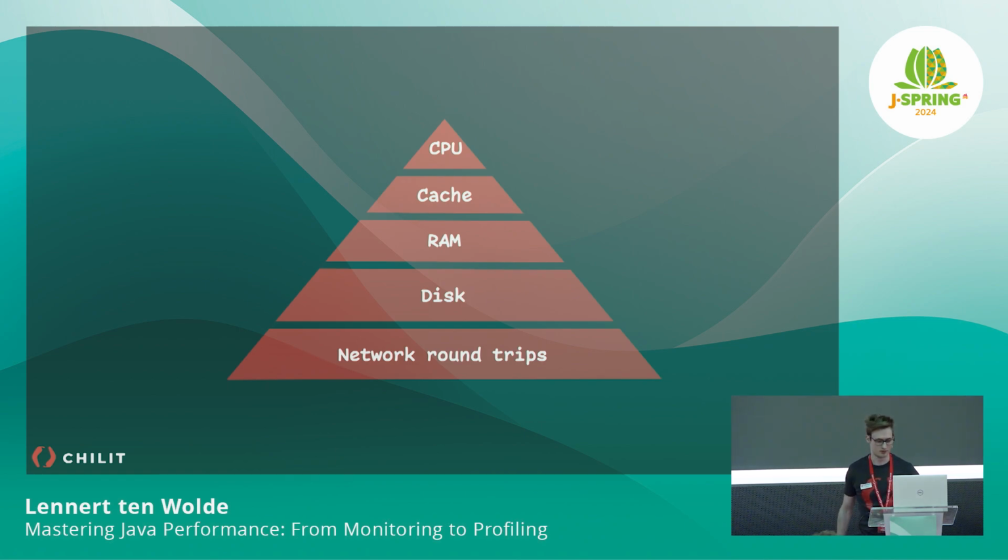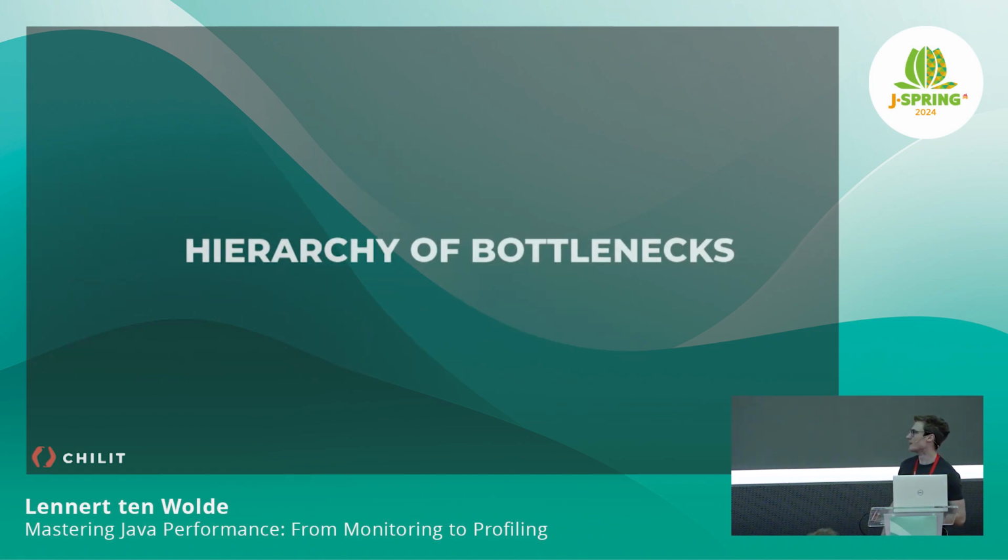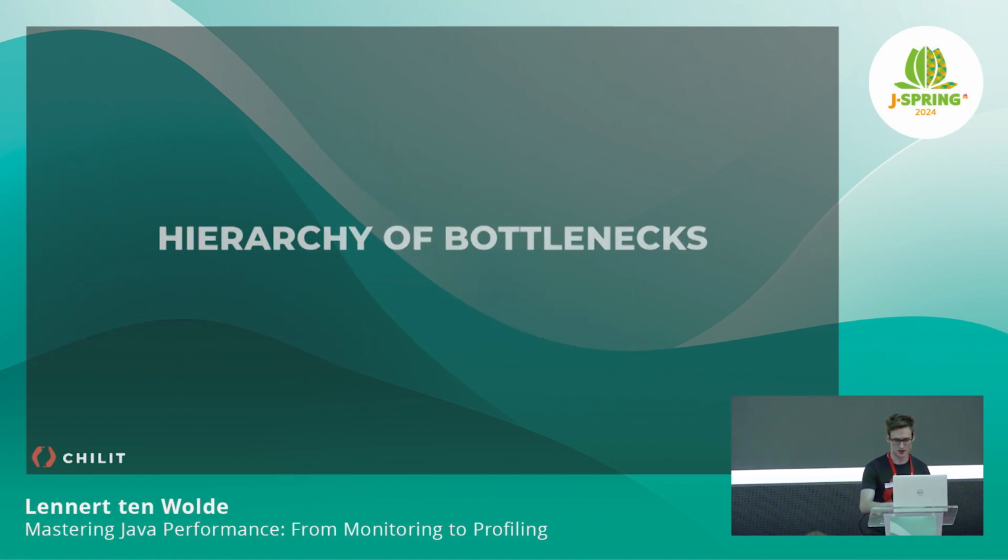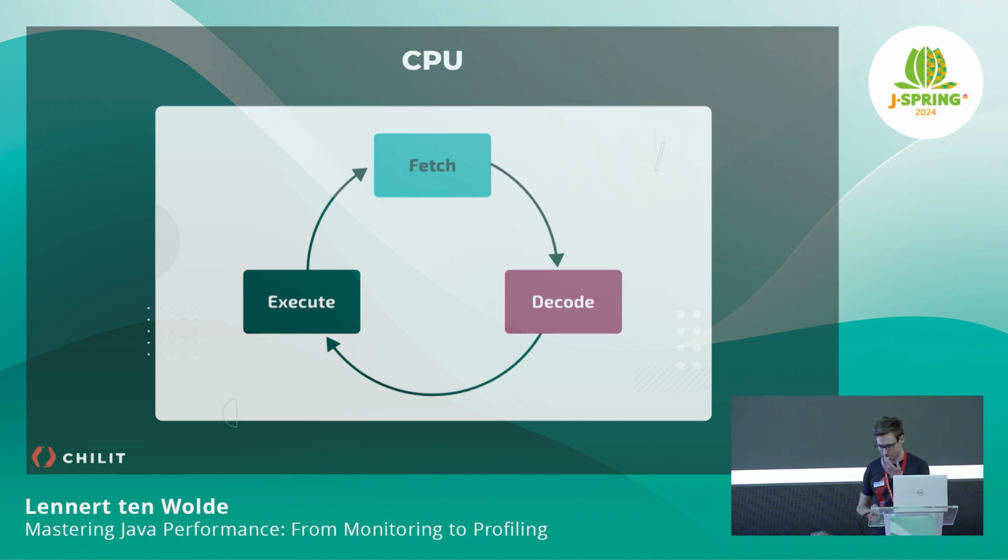So I think it works a little bit like this. And I'm going to explain this to you with some information about each of these different categories, and then I'm going to come back to this graph, and hopefully it will land a little bit more. So to begin at the CPU, right?